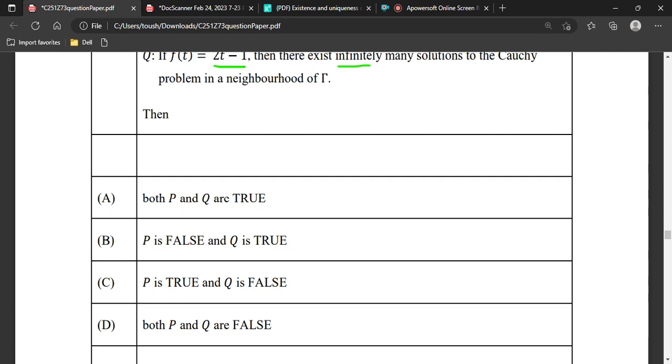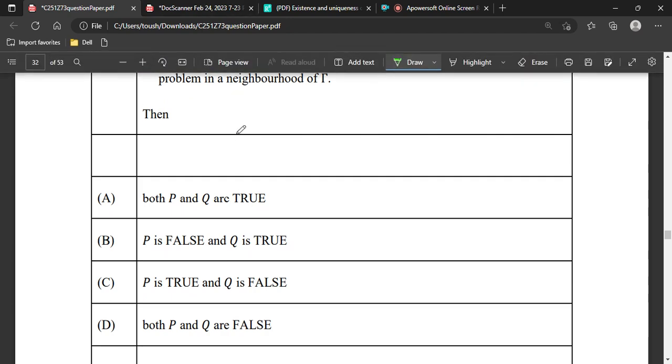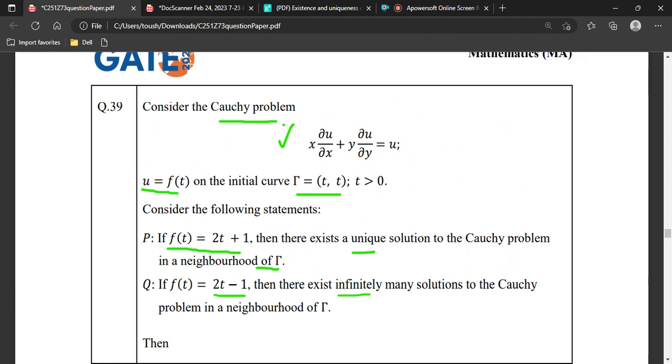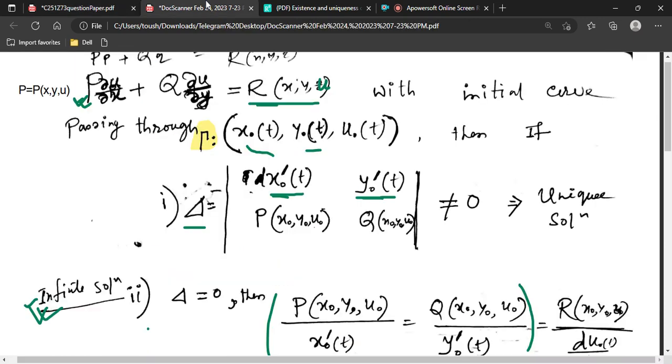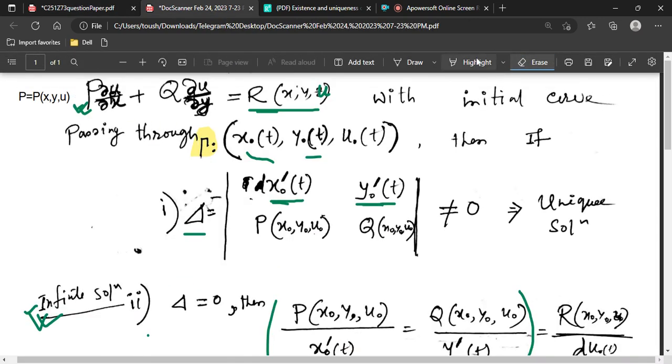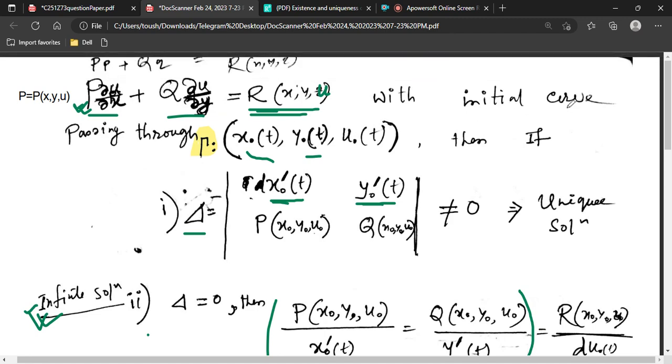These are the options. Now to verify these statements, first we have to know about the existence and uniqueness of the solution for this Cauchy problem. Look, if they are given a first order PDE like this, p ∂u/∂x + q ∂u/∂y = r, where p, q and r are functions of x, y, u. Now if your initial curve gamma passes through the point (x0, y0, u0), and these are functions of t.